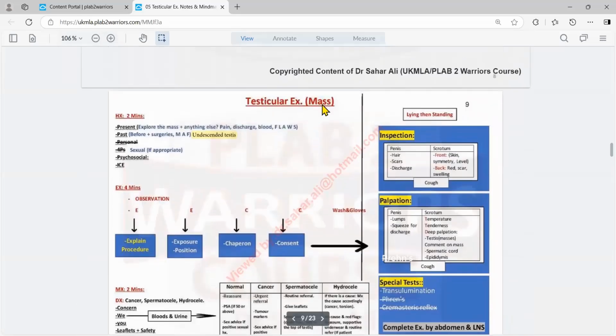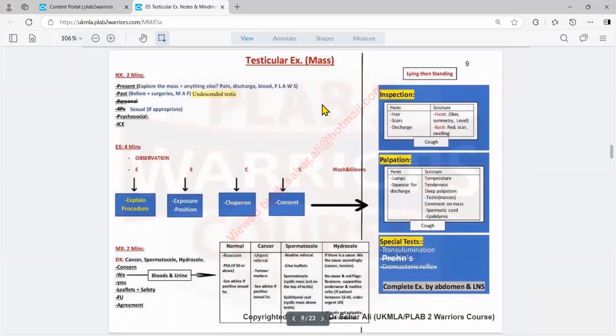In testicular mass, as with any mass, you explore the mass. Since when, where exactly is the mass, any masses anywhere else, is it getting bigger or not, and the skin over it. All right, what about the skin over it? Is it red, swollen, any discharge? Any specific thing happened, you can ask this question.